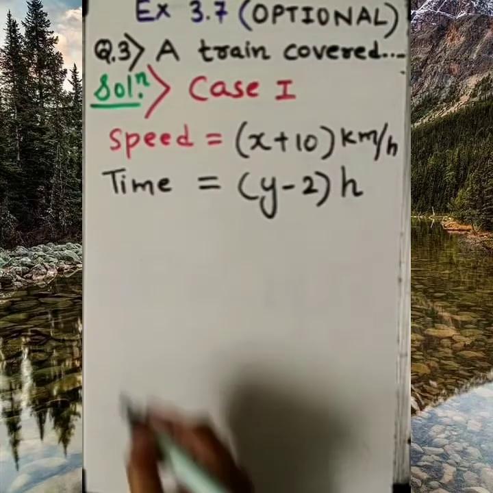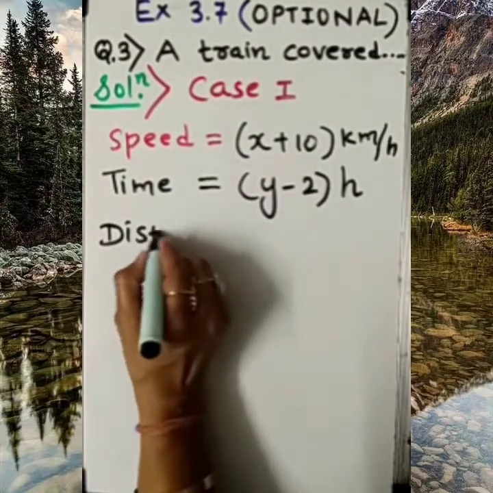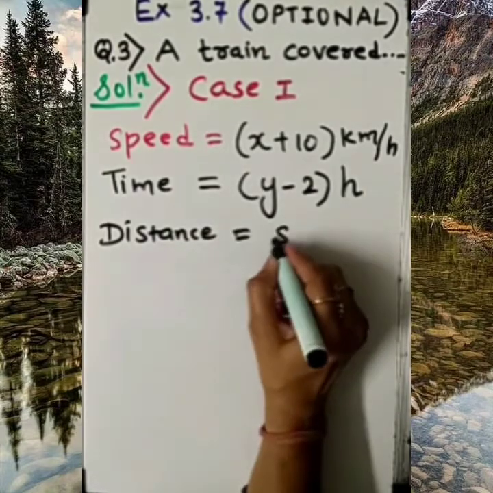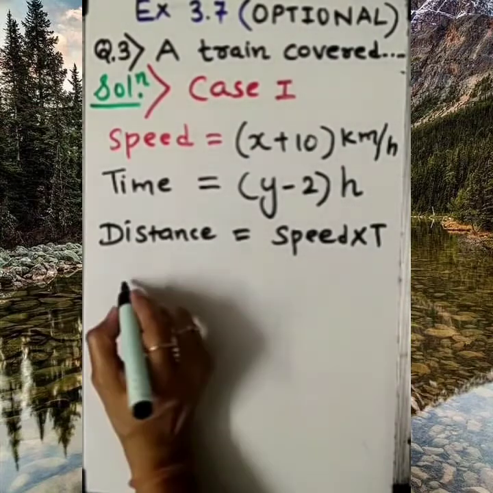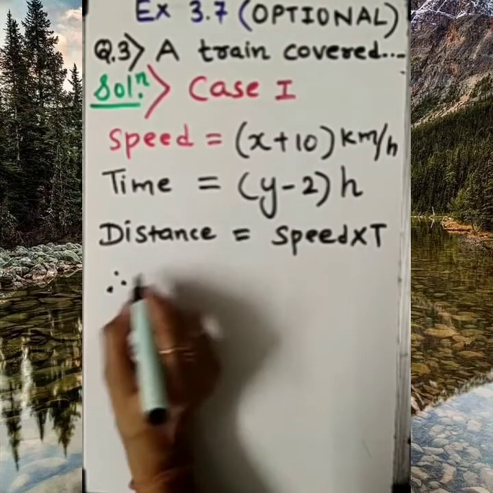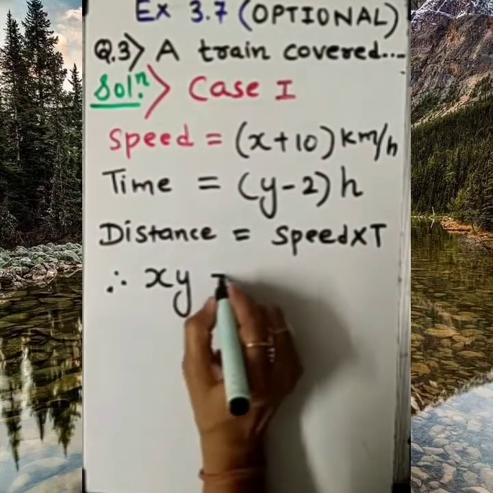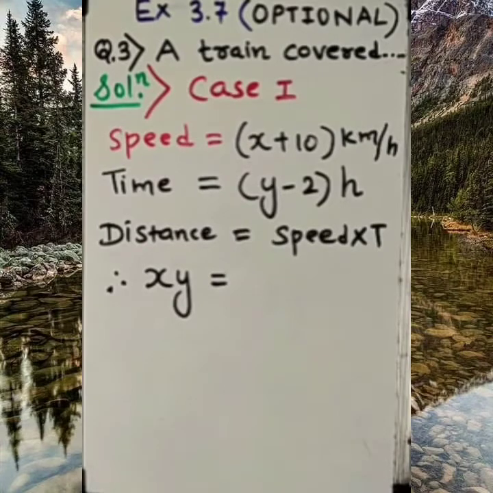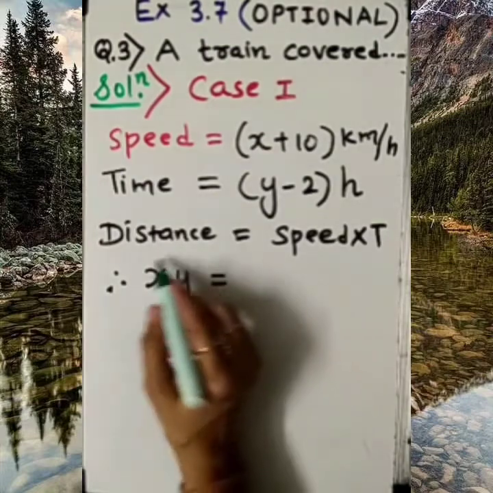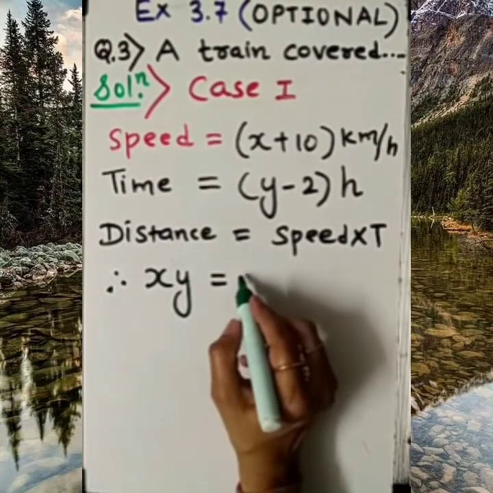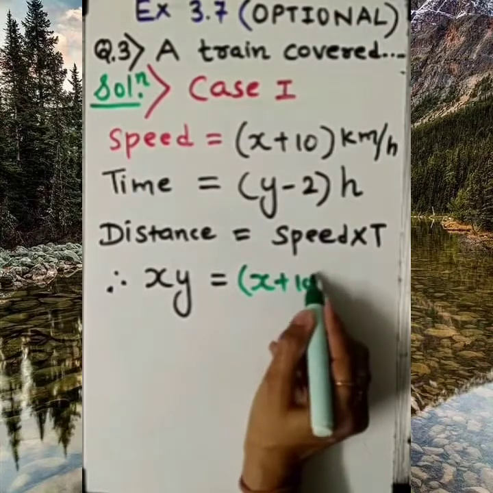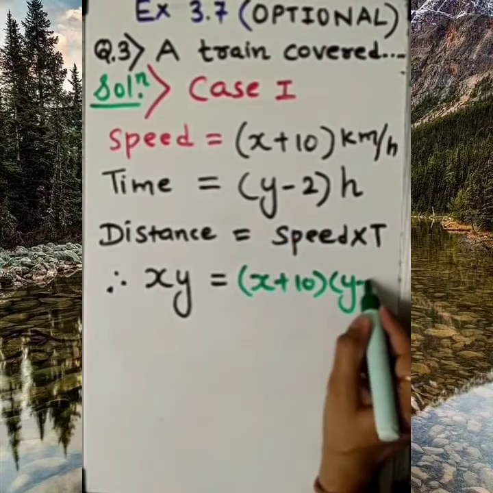So what will be the distance? As we know, distance equals speed into time, S into T in short. Therefore, what should I write? Distance we know is x into y, because distance is x into y according to the beginning as we have written. In this case the distance remains constant, so I am writing xy. The distance for traveling the journey remains the same. Here the speed is x plus 10 and the time is y minus 2.